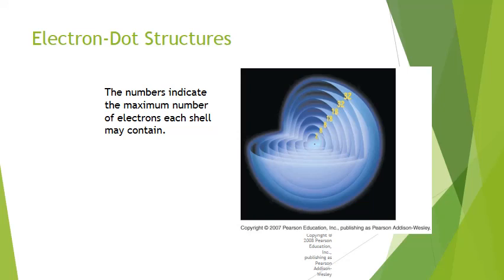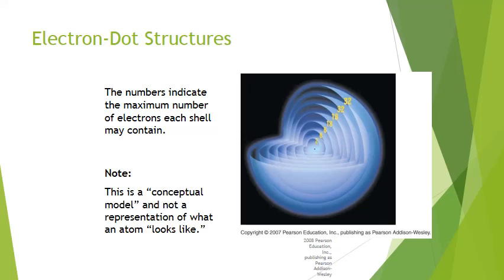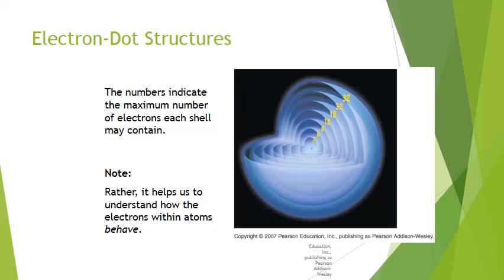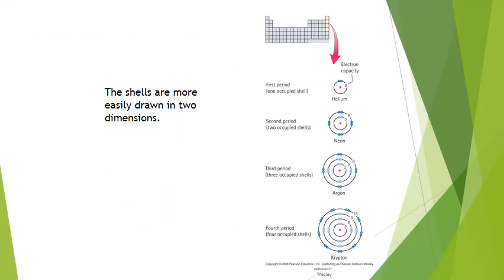Again, this is just a model. This is not really what an atom looks like. In fact, we don't know what an atom truly looks like. We only know how an atom behaves in relation to other atoms. And from that behavior, we have essentially come up with this conceptual model of what the atom is approximately structured like. The details aren't that important. It's a matter of understanding why atoms behave the way they do. So those shells are more easily represented by these concentric circles in 2 dimensions.